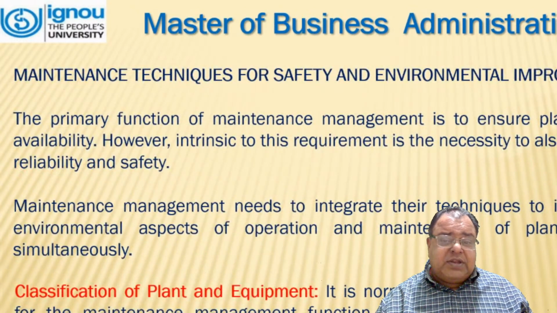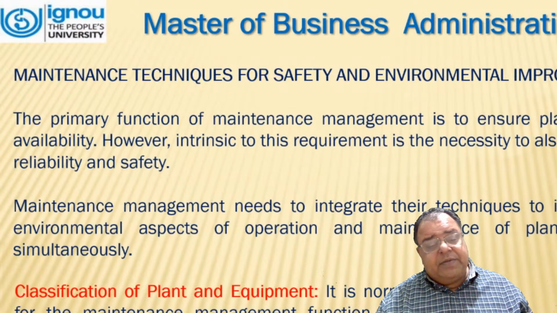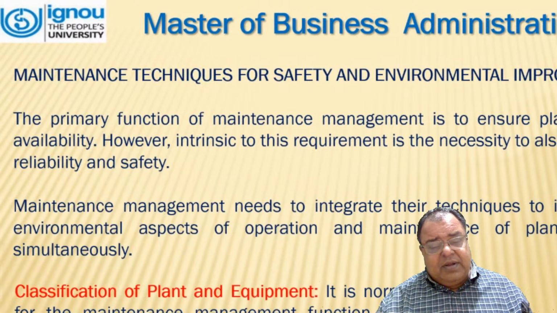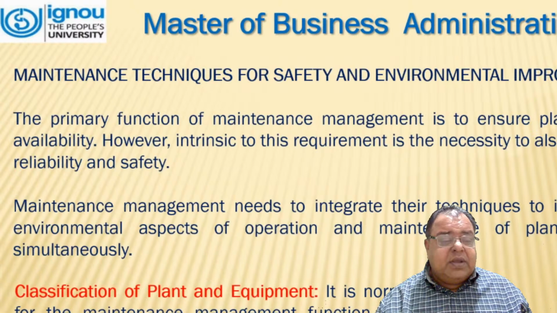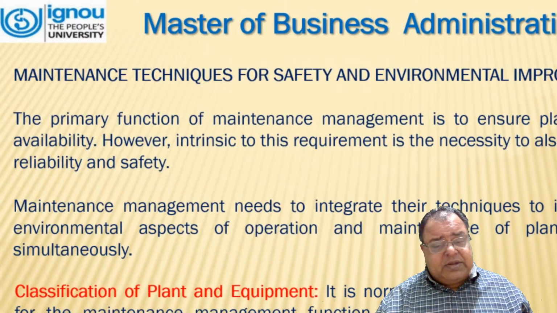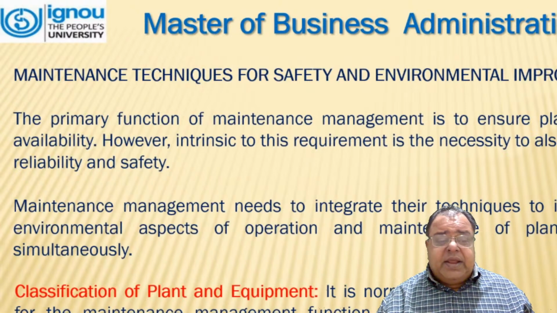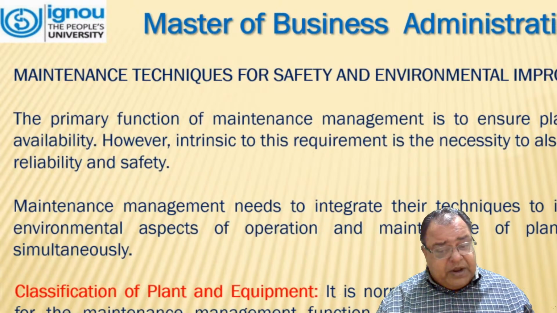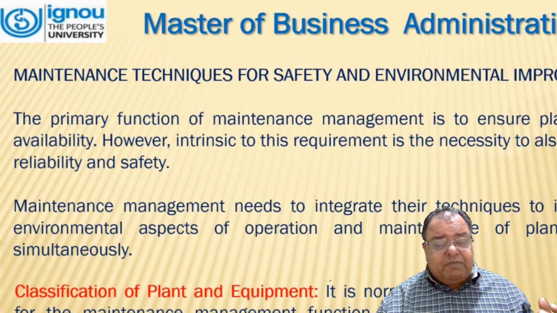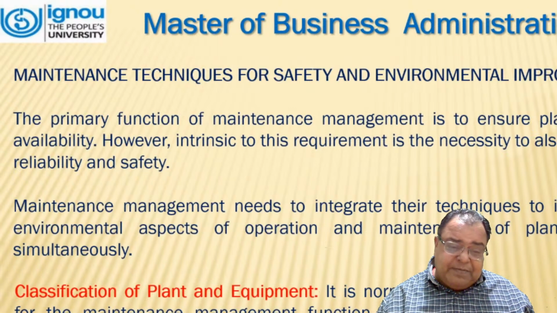Maintenance techniques for safety and environmental improvement. The primary function of maintenance management is to ensure plant and equipment availability. However, intrinsic to this requirement is the necessity to also provide maximum reliability and safety. Maintenance management needs to integrate their techniques to improve safety and environmental aspects of operation and maintenance of plants and equipment simultaneously.